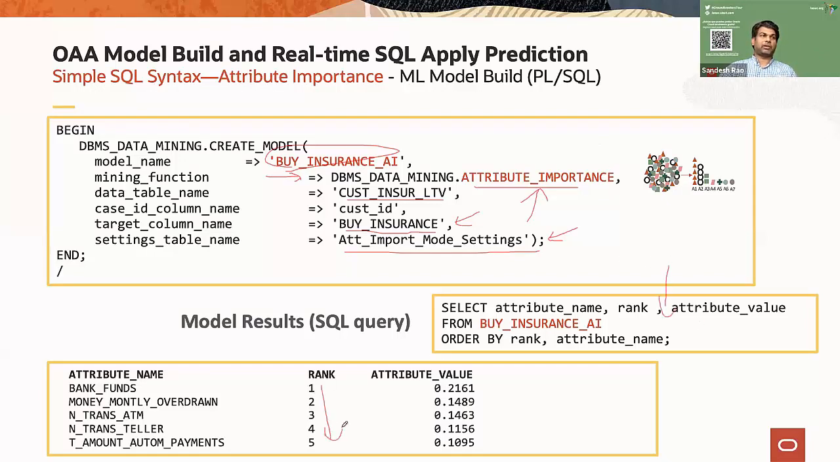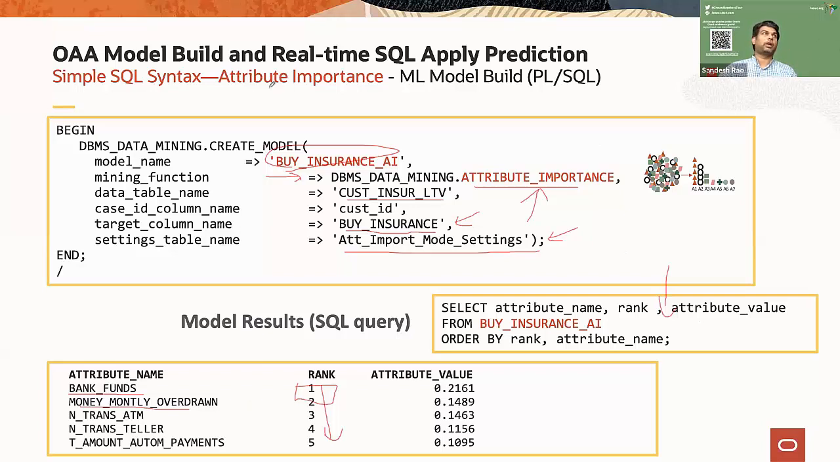And this shows me the ranks. These are the two most important things I need to care about: how much money do you have and how much money have you overdrawn? So these are the two important criteria I need to look at before I decide whether I need to sell insurance to this person or not.